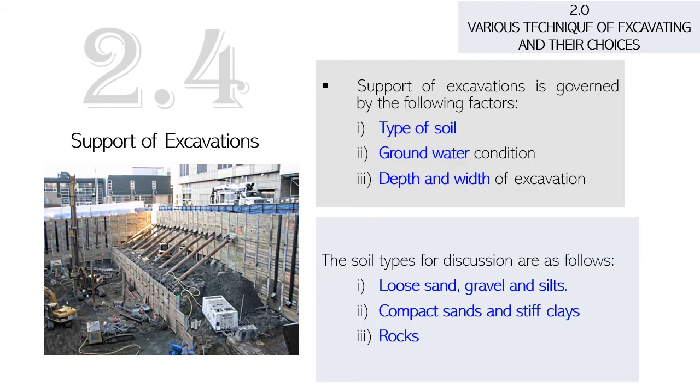Another technique for excavation is support of excavation. The support of excavation is governed by the following factors, which are type of soil, groundwater condition, and depth and width of excavation. And it always depends on the soil type. We have loose sand, gravel and silt, compact sand and stiff clays, and rock.